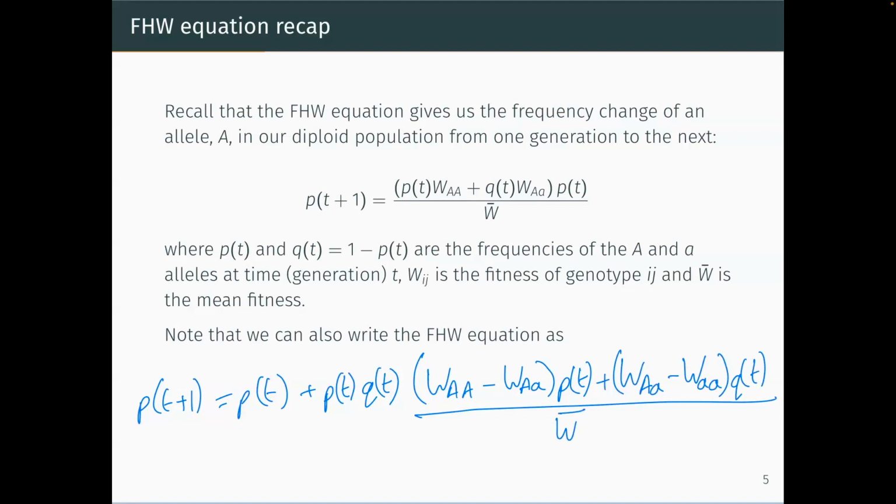Well, we didn't go through how we get from one of these to the other. That was left as an exercise. But these two things are equivalent. And sometimes it's easier to work with this formulation, sometimes it's easier to work with this formulation. Turns out when we're looking at the case of dominance, it's easier to work with the second formulation.